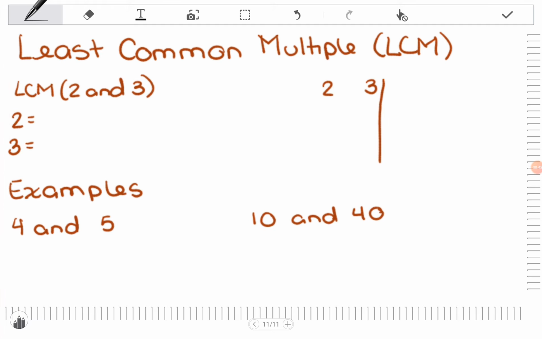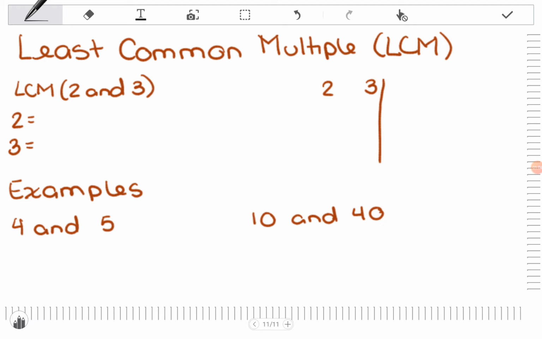We're always going to be looking for 2, 3 or more numbers. We can never find the least common multiple of just one number. Why? Because it says common. That means both numbers need to have numbers in common. So one number is not going to have common numbers within itself. That's why we need 2 or more numbers to find the least common multiple.